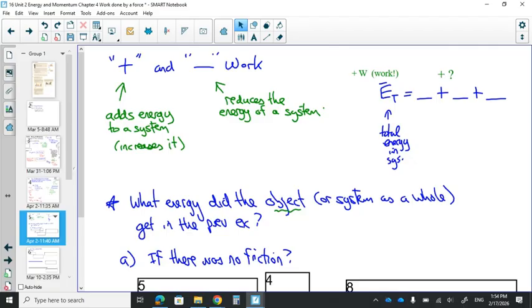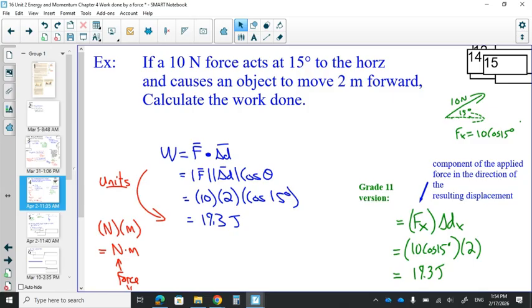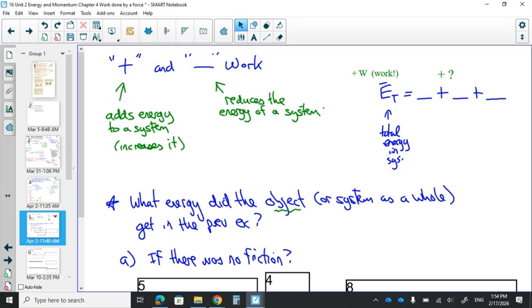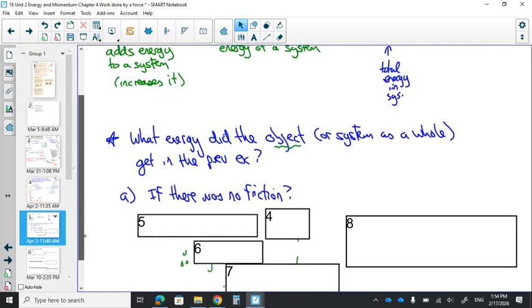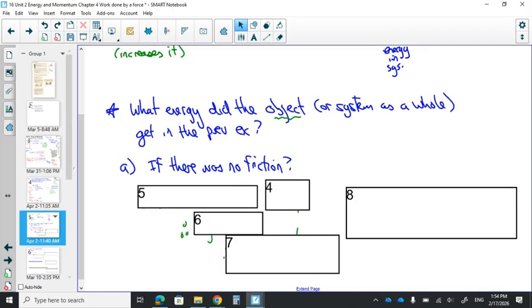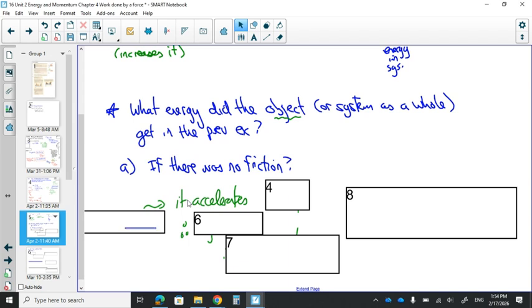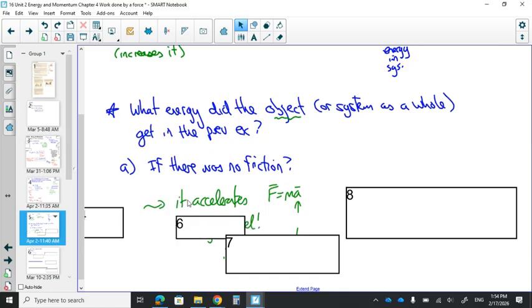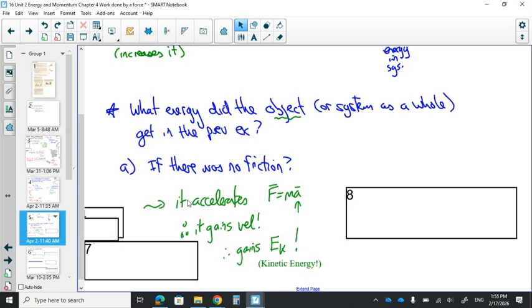So what energy did an object or system as a whole get in the previous example? In the previous example here, we had the object that was moved 2 meters forward while pushing on it, and so it contributed 19.3 joules of energy. Well, what does that look like, right? What kind of energy is that? Well, if there was no friction, then that force would have been causing an acceleration, right? And so if it's accelerating, then we could figure out that it's going to be gaining velocity, of course. And so really we're thinking of it as kinetic energy, right? That's what is added to that system, kinetic energy itself.